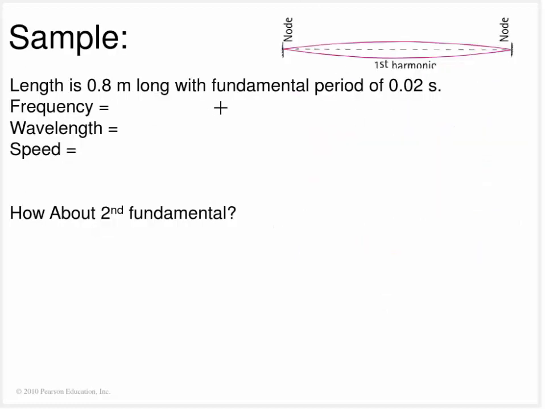So let's get a little bit of practice using these. Suppose I have a string and I tell you that it's 0.8 meters long and it has a period of 0.02 seconds. First let's calculate the frequency. The frequency is 1 divided by the period, and so it's going to work out to be 50 hertz when you type that into your calculator. Now, the wavelength. If this guy right here is 0.8, then I need to tack on another one. So the wavelength is going to be equal to 1.6 meters because I'm doubling that 0.8.